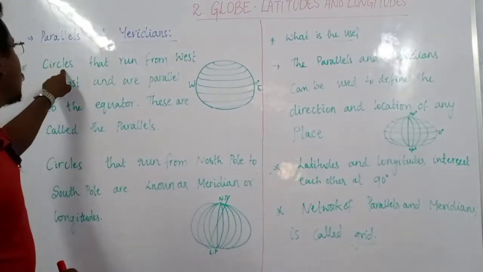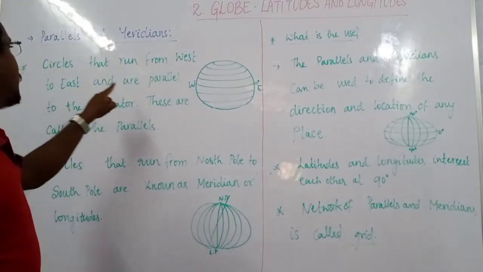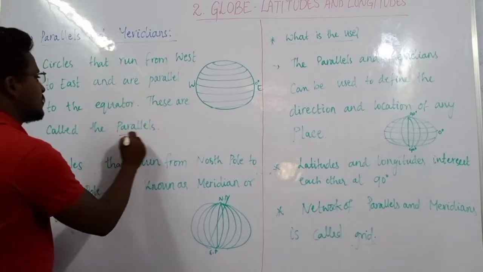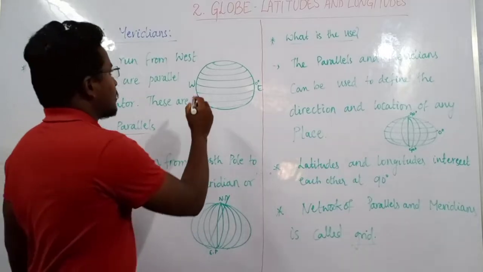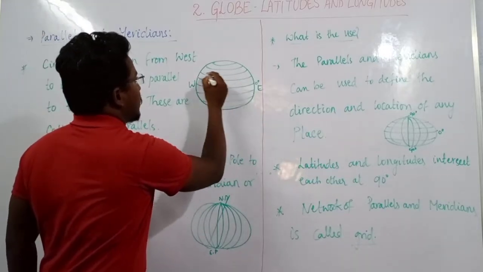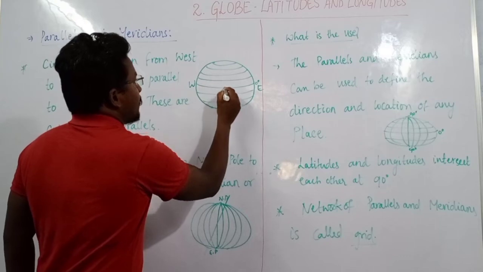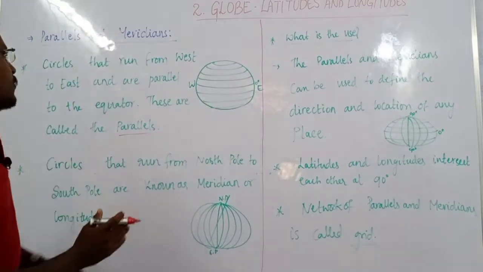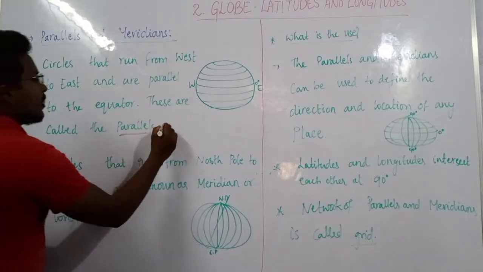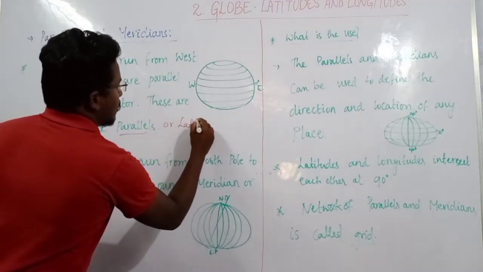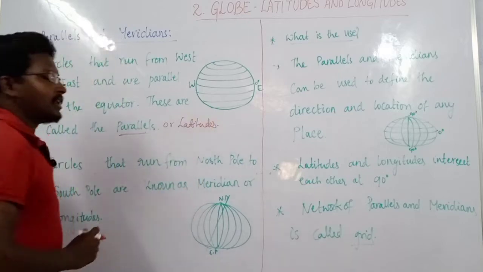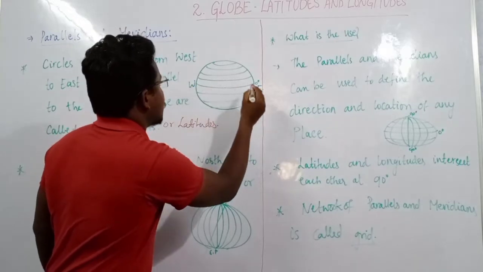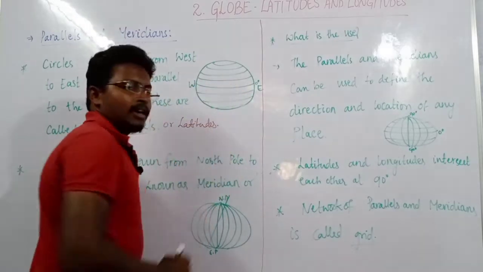Parallels are those circles that run from west to eastern direction and are parallel to the equator. These are known as parallels. That means those circles which are running from west to east and which are parallel to the 0 degree equator are known as parallels, or we also call them latitudes. So the other name of parallels is latitudes, which are running from west to east and which are parallel to the equator.